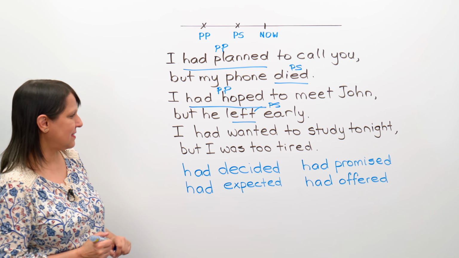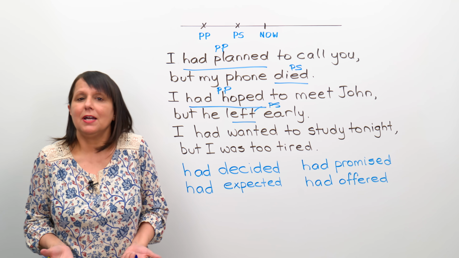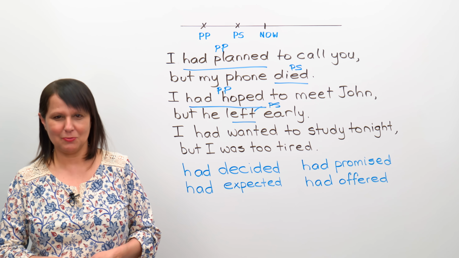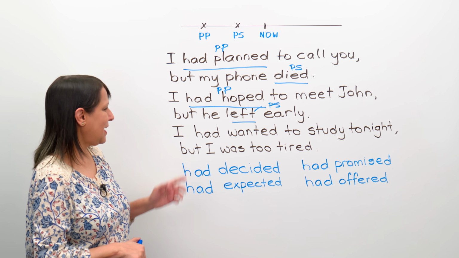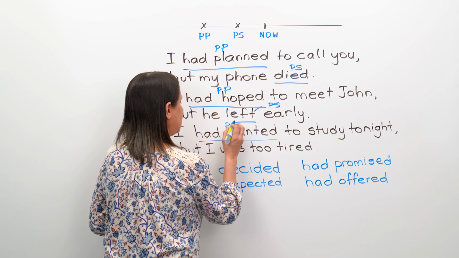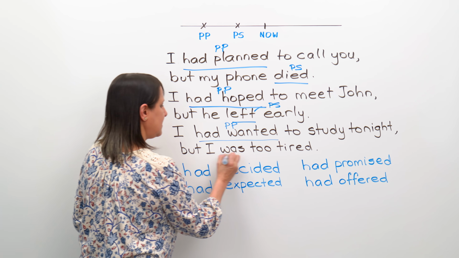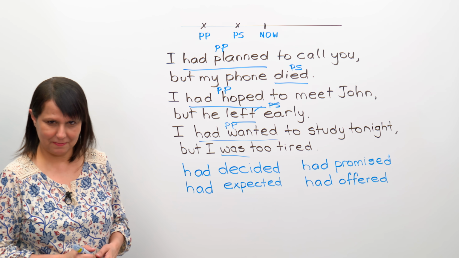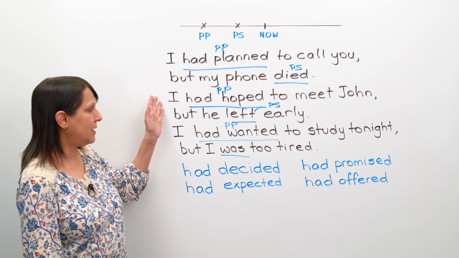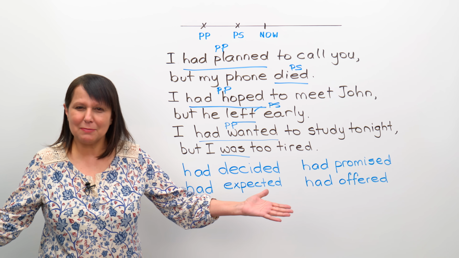Okay? Next, I had wanted to study tonight, but I was too tired. Okay? Not a good idea if that happens too often, but it happens once in a while to all of us. So what happened here? This person said, I had wanted, right? Past perfect, to study tonight, but I was, right? Past simple, too tired. All right? So you see here, had planned, had hoped, had wanted. All of these are the past perfect.